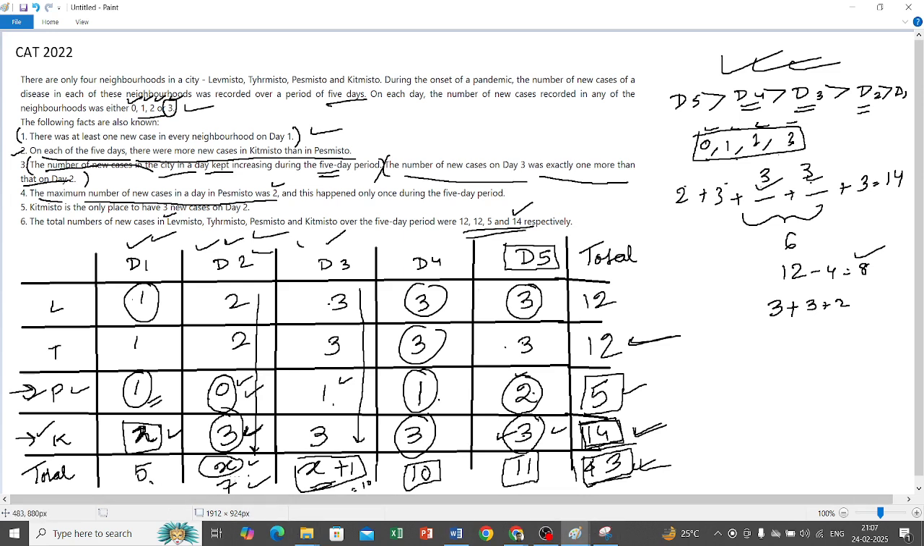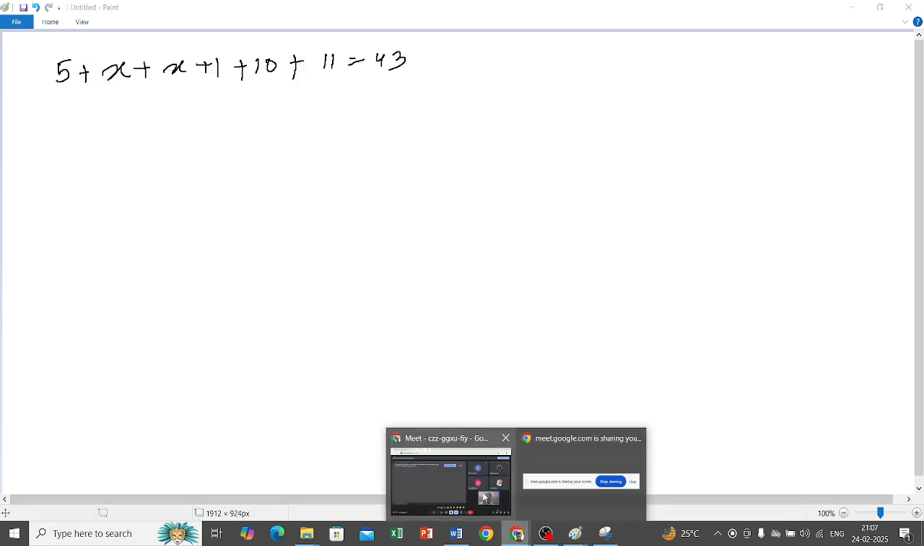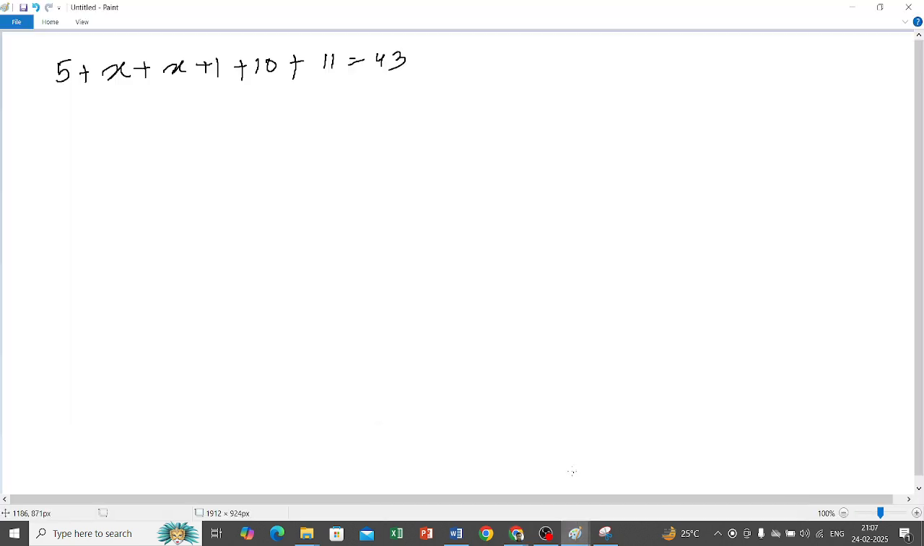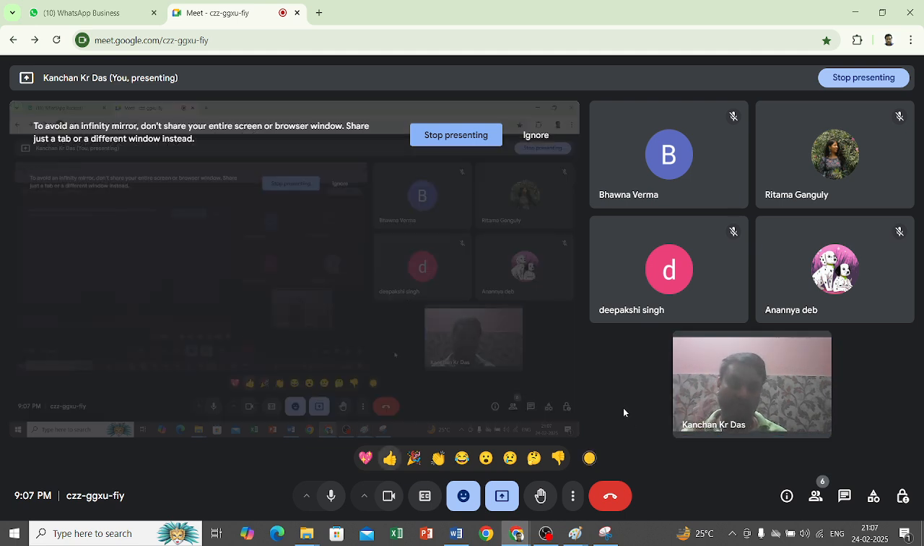So when I add all these cases, like 5 plus x plus 1 plus 10 plus 11, this should be equal to 43, because this is the total number of cases, right? Considering all the number of days and all the number of cities. So that is why I am adding and equating it to 43. Did you understand this equation? Please tell me if you have not understood. Understood. Bhavana, Ritama, Ananya. Yes, sir.